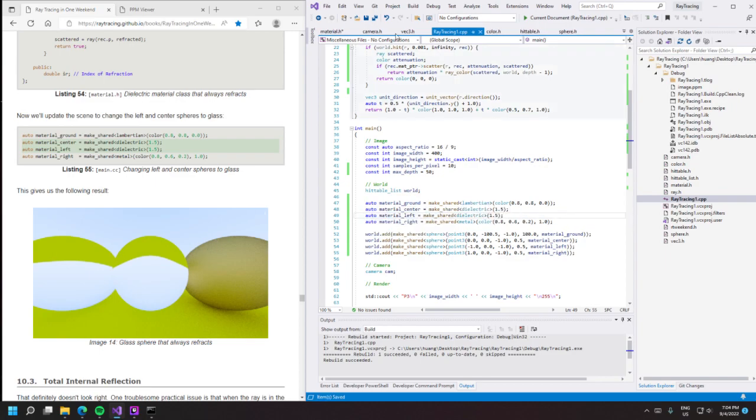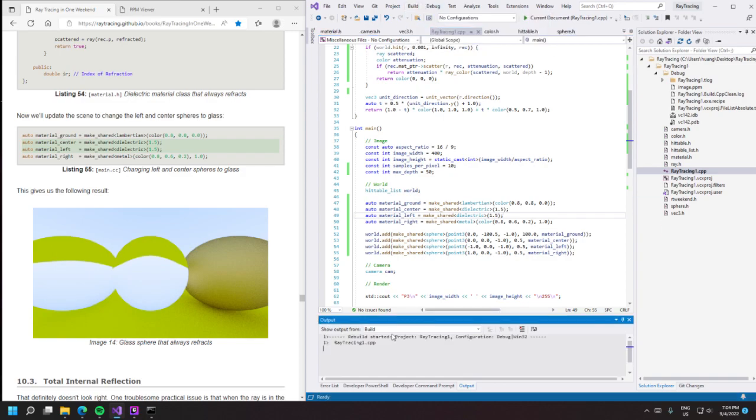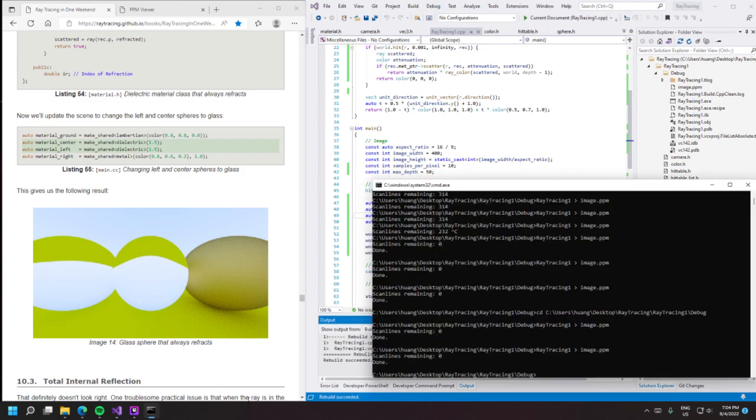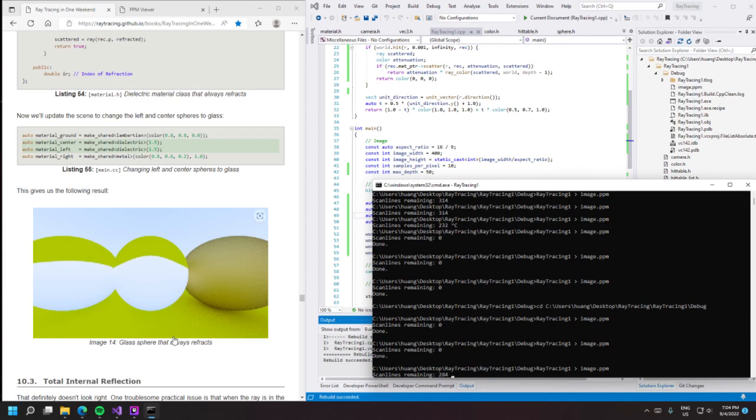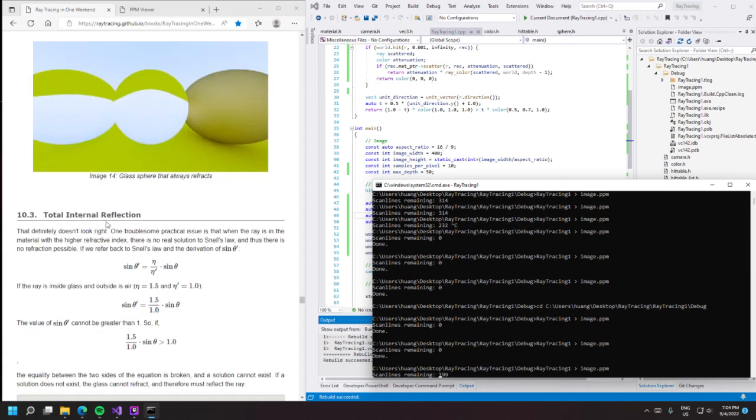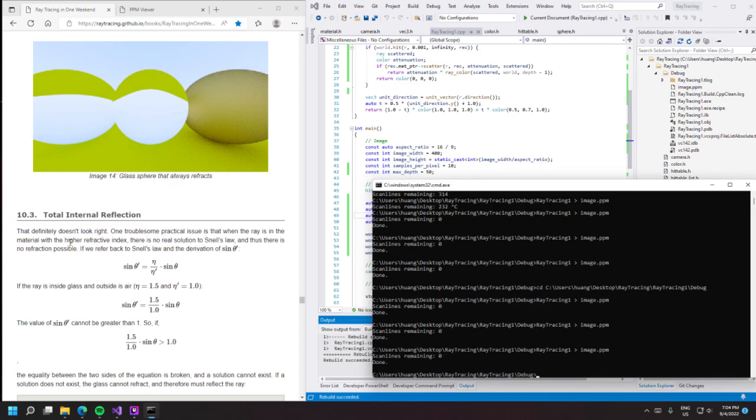Okay, let's try it first. There's a total internal reflection. That definitely doesn't look right. One troublesome issue is that when the ray is in the material with the higher refraction index, there's no real solution to Snell's law, and thus there's no refraction possible.